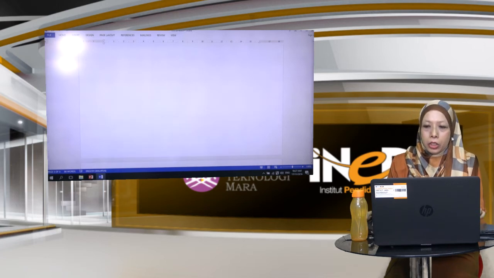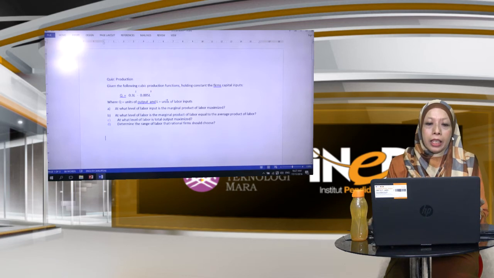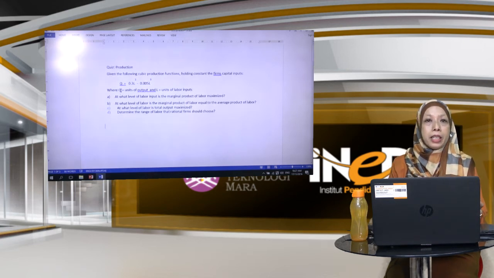Okay, we're going to try a few exercises to test your understanding of the short run production concept. What we have here is a production function. This is a short run production function because, as you can see, the firm is using two types of inputs, capital and labor, but capital is the fixed input. Labor is allowed to vary with the level of output. Q here represents the output level and L is the labor units.